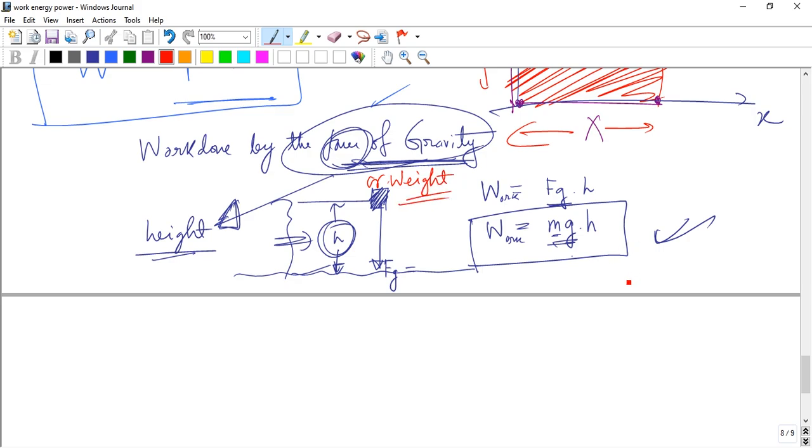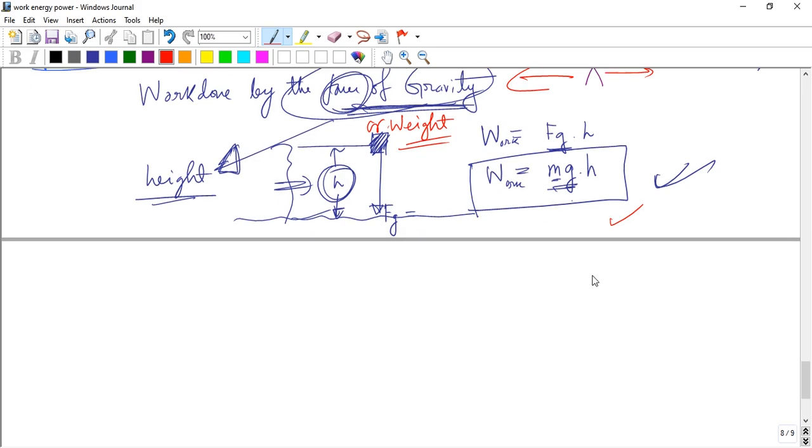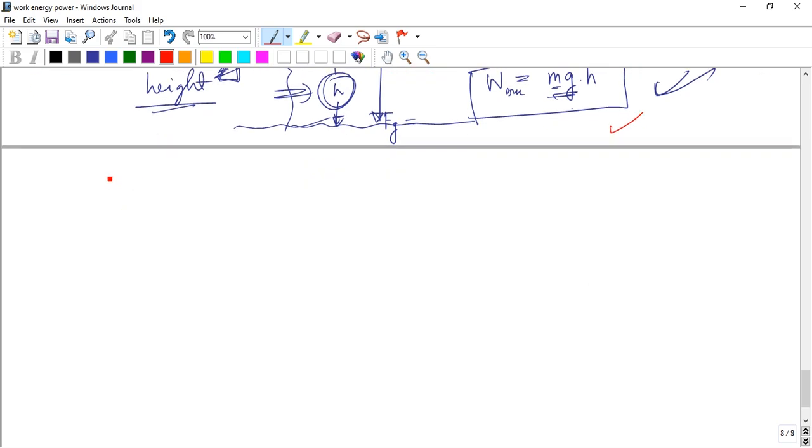Now we discuss another concept. We discuss power. Very important point. What is power? The rate of doing work is called power. Simple concept. The rate of doing work is power.